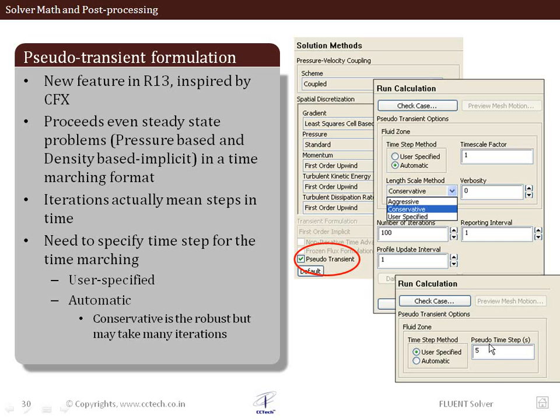We can specify these pseudo time steps, or else we can use an automatic method by which the solver automatically finds out the most robust time step to be used for your given problem, and that is the safest method. But a quicker alternative is to use a specified pseudo time step. This is very much part of the CFX methodology. CFX has only this methodology, but Fluent offers different kinds of possibilities for its pressure-based coupled solver now.